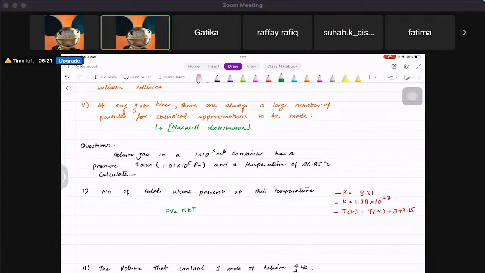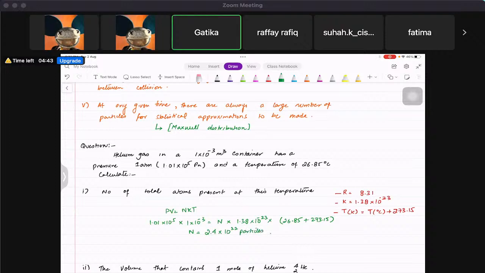So now the pressure is 1.01 times 10 raised to power 5. Volume is 1 into 10 raised to minus 3. N is what we need. k is 1.38 times 10 raised to minus 23. And the temperature, we got to convert this. So we convert it by adding 26.85 plus 273.15, so it is in kelvins. Which makes it basically 300. So N, you should expect it to be 2.4 times 10 raised to 22 particles. Is it clear, everybody?